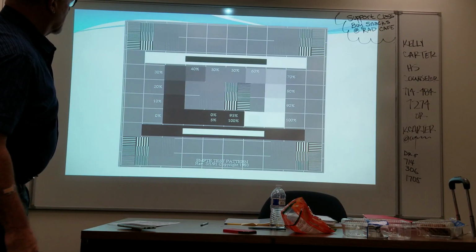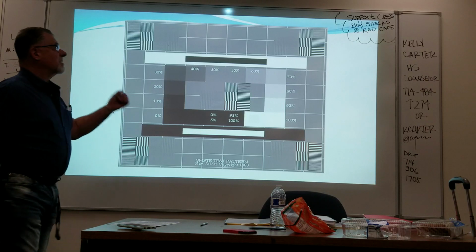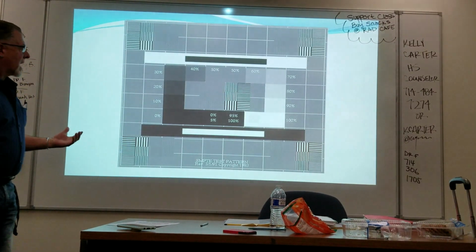And on my computer, it looks like a square. Here, it looks like a rectangle. So obviously, this would not meet the requirements. It would be out of spec.